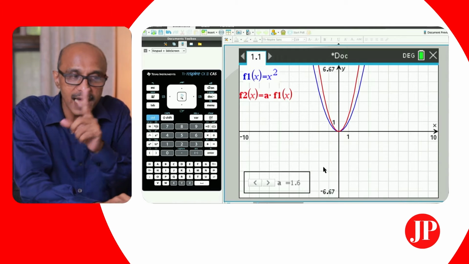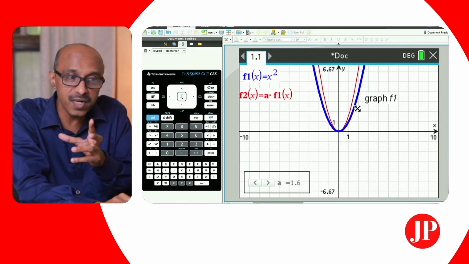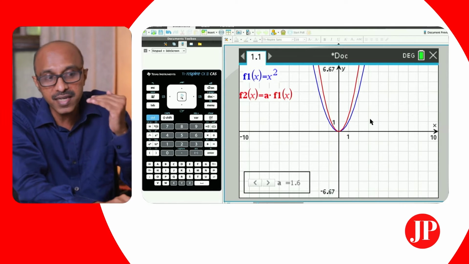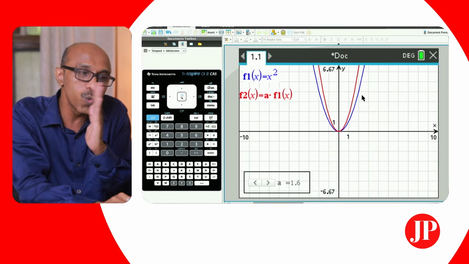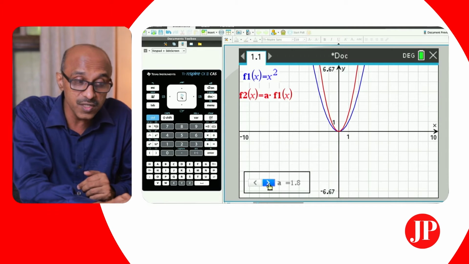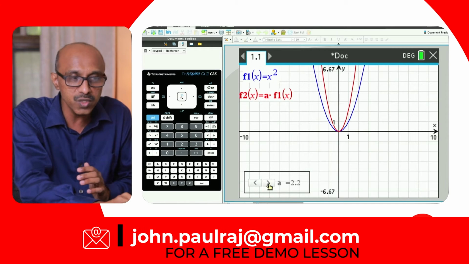For values of a greater than 1, it looks like the red graph, the transformed graph, and remember, it's a dilation from the x-axis, is moving towards the y-axis. Let's see further, all right? So as you go, can you see that? It's moving closer and closer and closer. It looks like it's moving closer and closer to the y-axis.